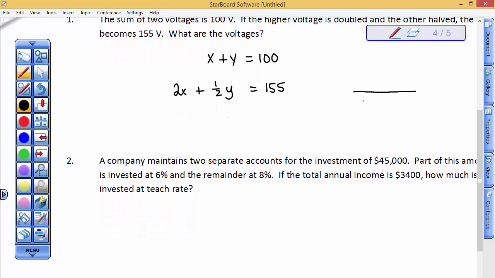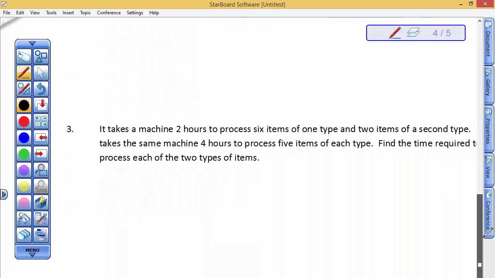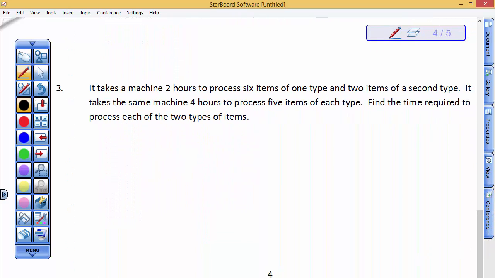So in your denominator for X, you'd have this 1 and this 2, and then this 1 and 0.5. And in your numerator, you'd have the 100 and the 155, and then you'd have this 1 and the 0.5, and you could solve for X, for example. I'm going to skip this next one. We've done something like that real recently. This one's a little bit harder.